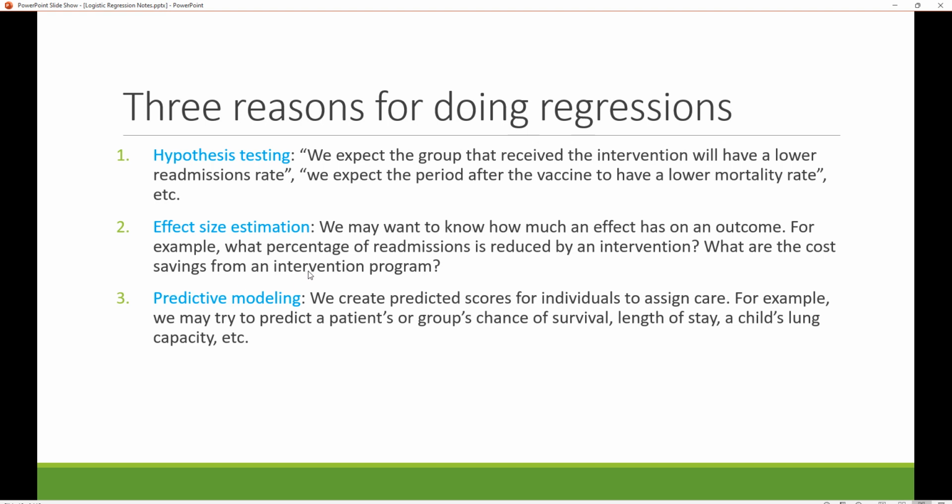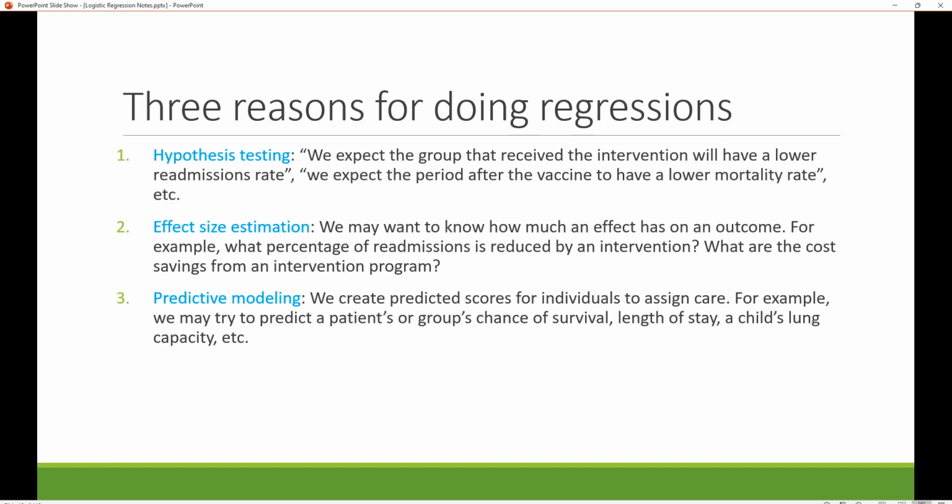What are the cost savings from an intervention group, and so on. And the third reason is predictive modeling. We can create predicted scores for individuals to assign care. For example, we may try to predict a patient or a group's chance of survival, length of stay, a child's lung capacity, etc. So of these 3 reasons, we may do an analysis for one or multiple reasons, or actually for all 3 reasons.